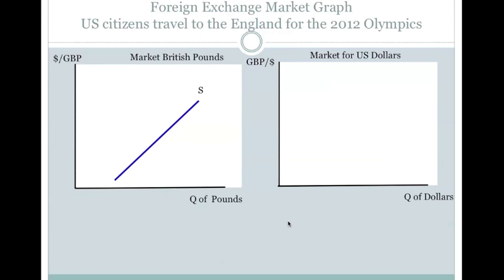First things first, I've got a supply curve, which represents the supply of pounds. Then I have a demand curve, which represents the demand for pounds. Then I have my equilibrium points. I've got a quantity equilibrium. I've got an exchange rate equilibrium, E and Q.